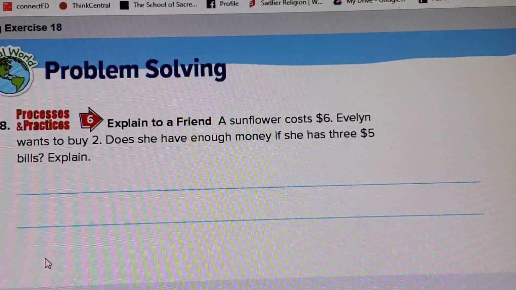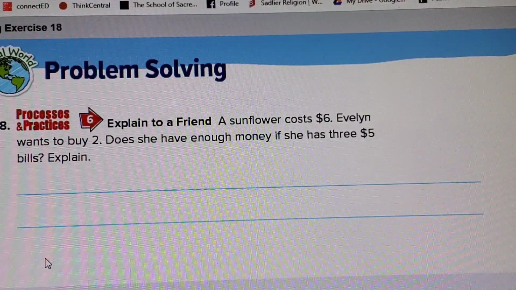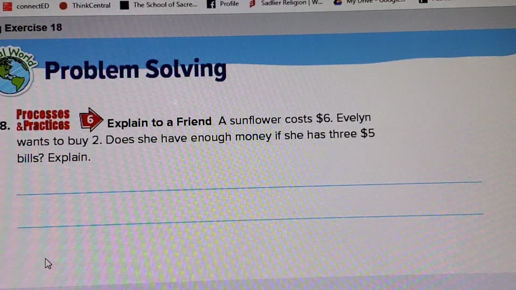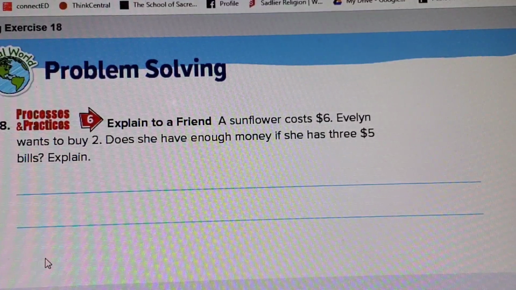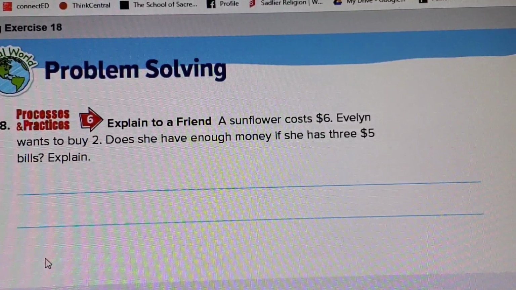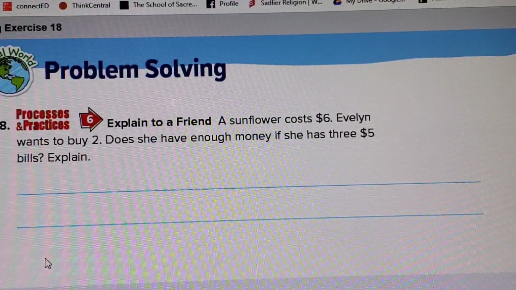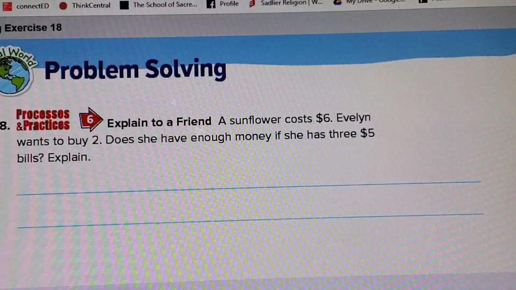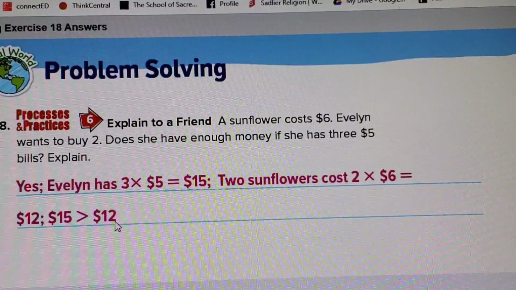A sunflower costs $6. Evelyn wants to buy 2. Does she have enough money if she has 3 $5 bills? Remember what we talked about in class. Take each sentence. So we know each sunflower costs $6 and she wants to buy 2. So 2 times 6 equals $12. The money she has is 3 $5 bills. So 3 times 5 equals 15. Does she have enough money? Yes, and we explain using greater than or less than. Yes, because $15 is greater than $12.